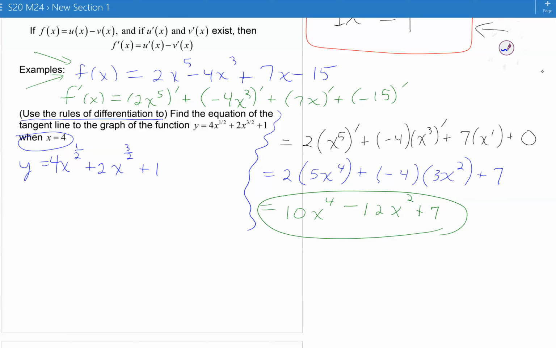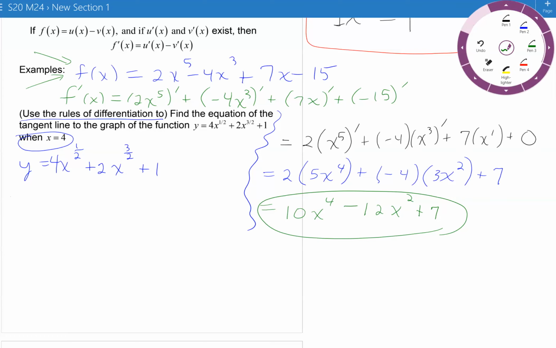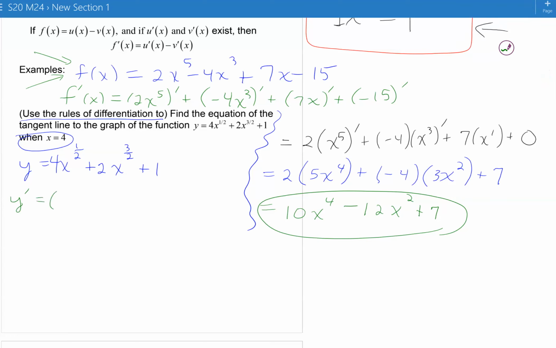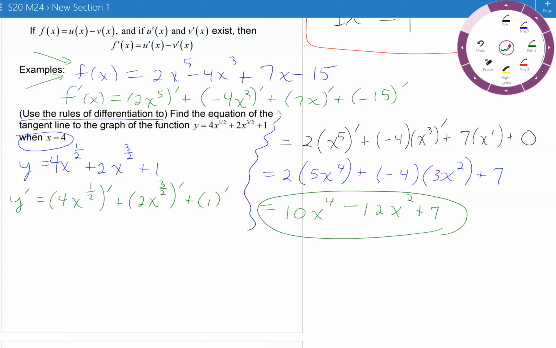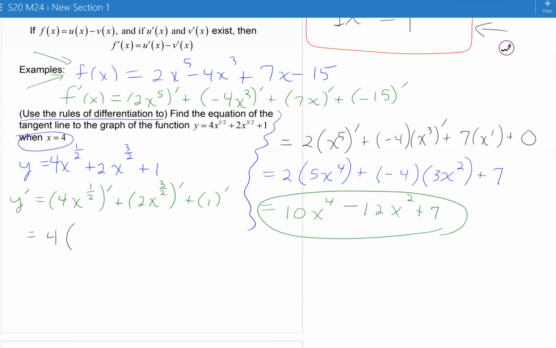So this function's name is y, so we should call its derivative y prime. So I'm going to go in super slow-mo and say the derivative of a sum is the sum of the derivatives. So that's going to be 4 times the derivative of x to the 1/2 plus 2 times the derivative of x to the 3/2, and then the derivative of 1 is 0.